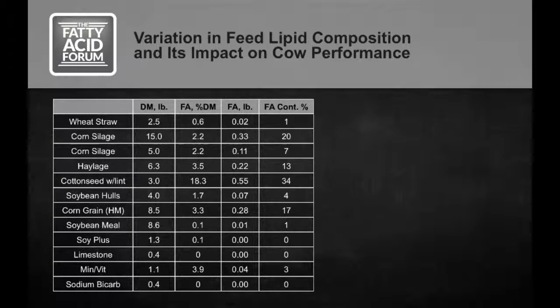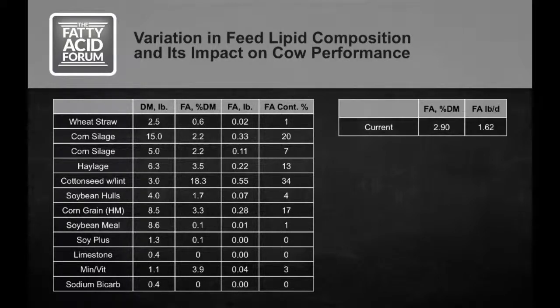So next here I wanted to take some of this variation that we're seeing and put this into a diet formulation situation to see what impact these variations may have on total fatty acid concentration of the diet and intake. So here just taking a diet we've recently fed in one of our studies, a very simple diet, no added fat sources in this diet, formulated for about 90 pounds of milk, 55 pounds of intake. And in this case, total fatty acid concentration in the diet was 2.9% with about 1.6 pounds of fatty acid intake.